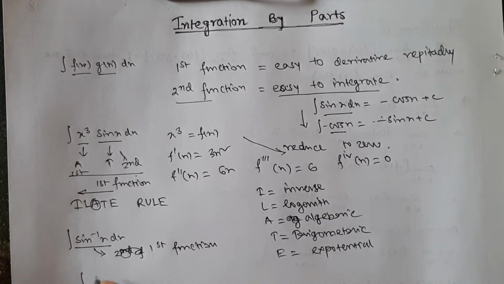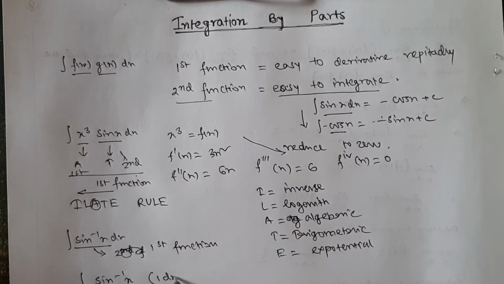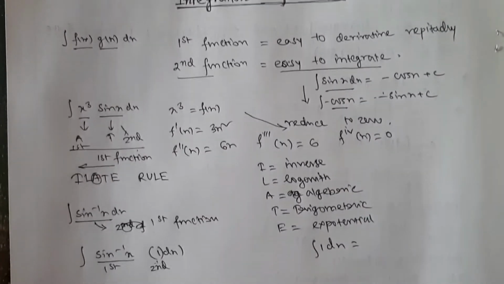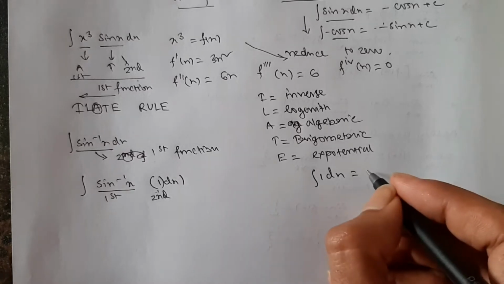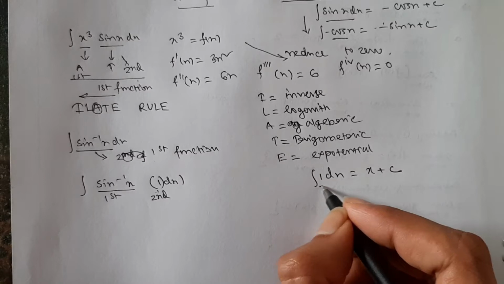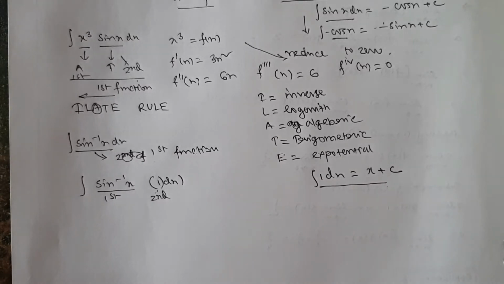So we should do it like this: sin inverse x is the first function, and 1 dx, 1, is the second function. So the integration of 1 dx is equal to x plus c. We know this, so it is a known function to integrate.